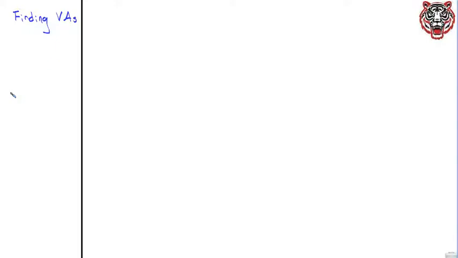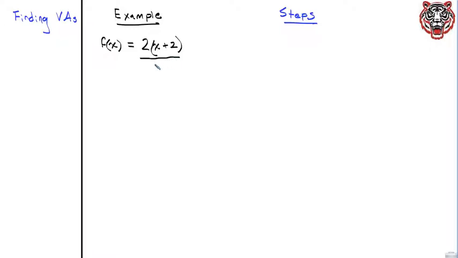All right, so let's give ourselves an example. We'll do an example on the left, and we will do the steps on the right. Here's our example. We're going to do some function of x equal to 2x plus 2, all of that divided by x squared minus 1.